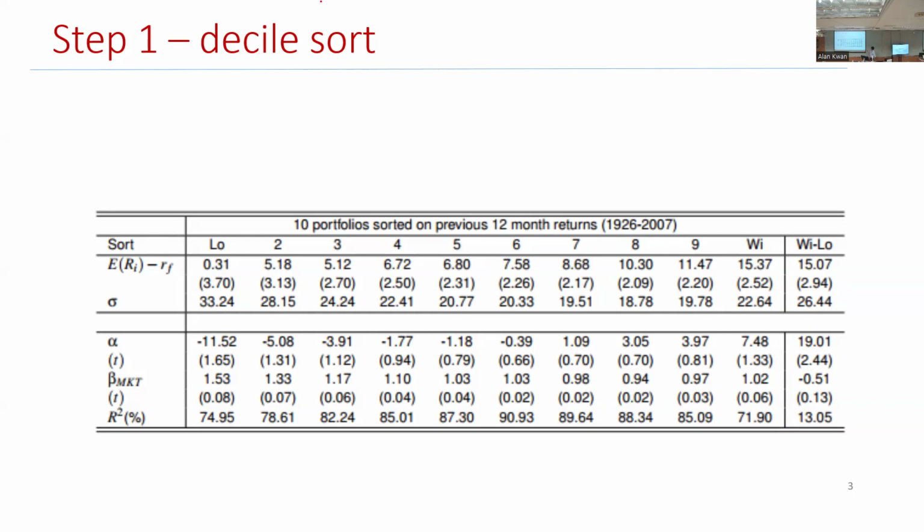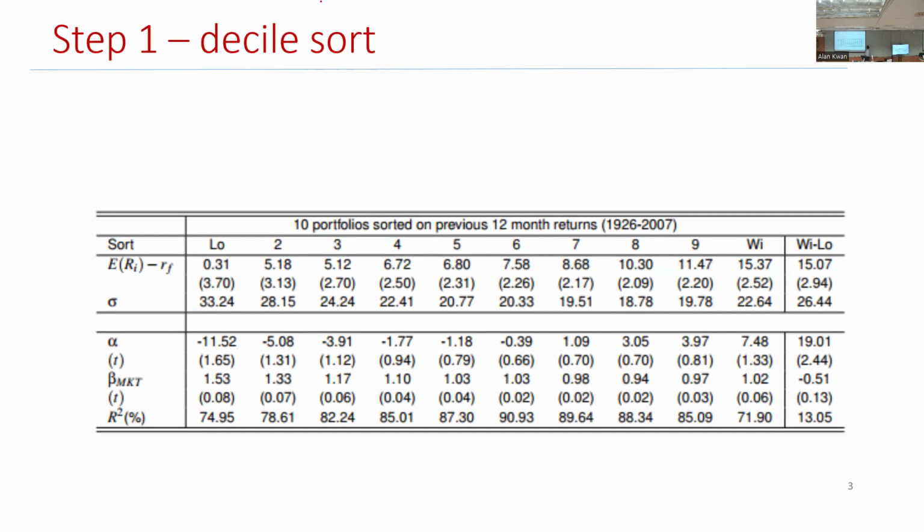But let's train our attention on the first thing. Is this strategy a good strategy? Well, if my score is good, what am I looking for? I'm looking for 2 patterns. First, I want the long to be higher than the short. That's what I would expect. Winner minus loser, winner meaning past winners minus past losers. This is an annual number. The annual number is 15% per year.